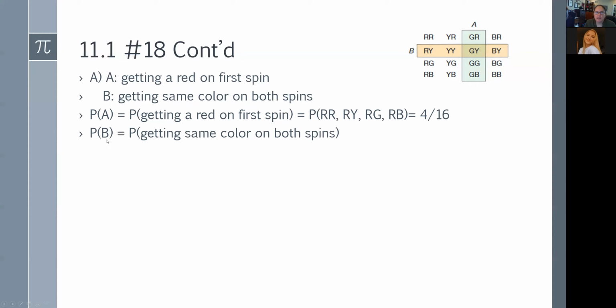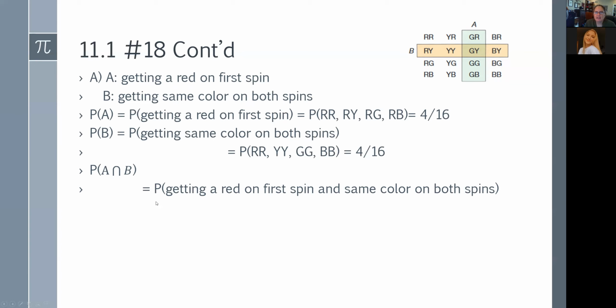The probability of event B is the probability of getting the same color on both spins. And that's the probability of getting red, red, yellow, yellow, green, green, or blue, blue. And that's 4/16 also. The probability of A intersect B. So now we want to think about the intersection of these 2 events. And that's the probability of getting a red on the first spin and the same color on both spins. That means that we would have to just get red, red. And so there's 1 outcome out of all 16 outcomes. So that probability is 1/16.